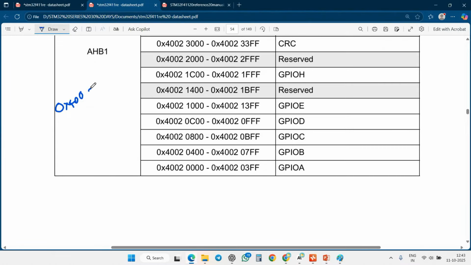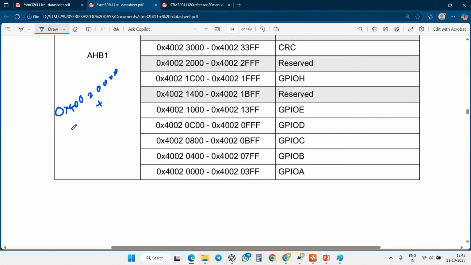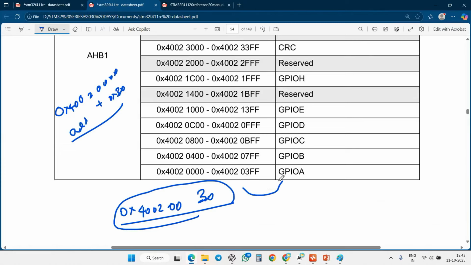Complete 0x0000, right? And you're going to add the address offset of 0x30. So what value will we get? We'll get 0x4002 0030. So this is the specific address of this GPIO. That's how you're going to find it for every GPIO. This is the boundary address. Depending on this address offset, it is going to vary. Okay, that is the thing.